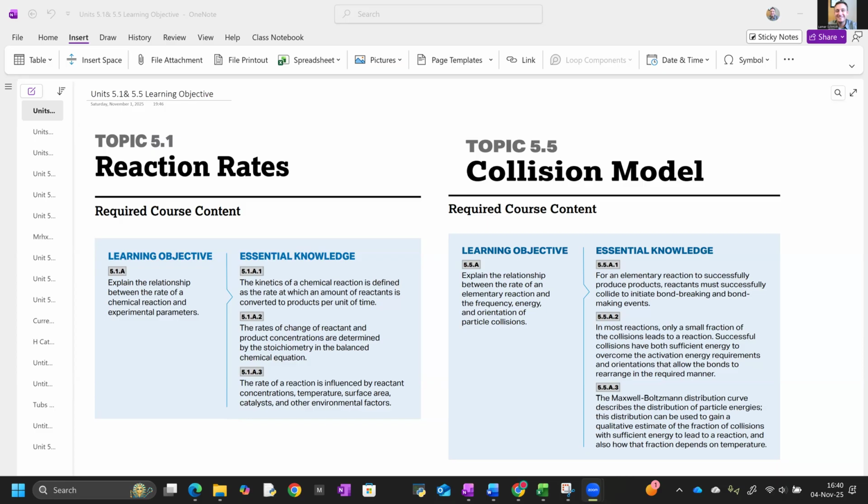And so in looking at our reaction rates, we're supposed to explain the relationship between the rate of a chemical reaction and experimental parameters. And we have to start off with looking at kinetics of a chemical reaction and its definition being the rate at which the amount of reactants is converted to products per unit of time. And so rate is always going to involve the element of time. And so we're looking at that.